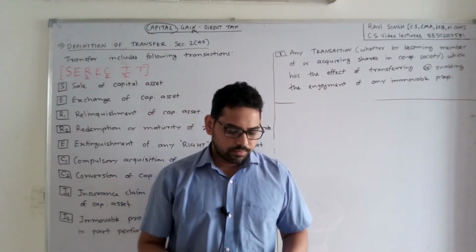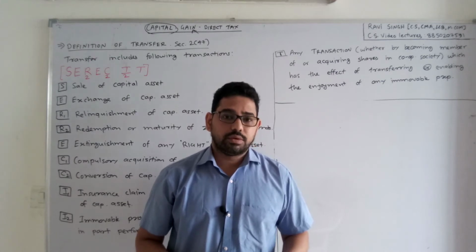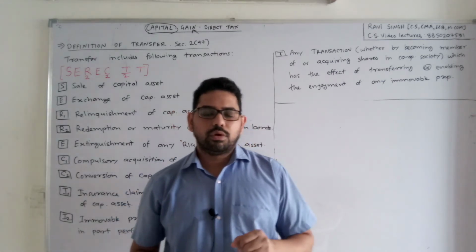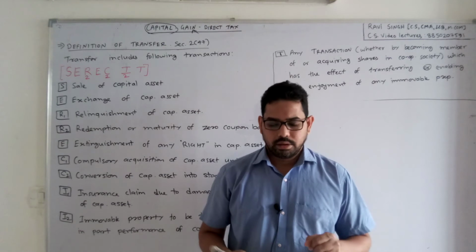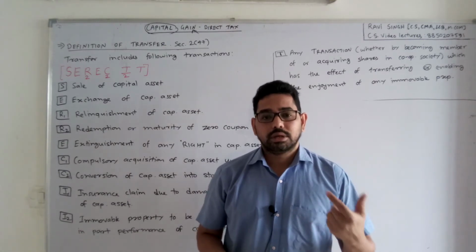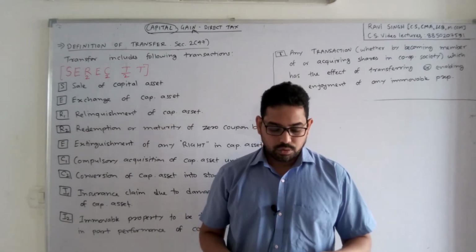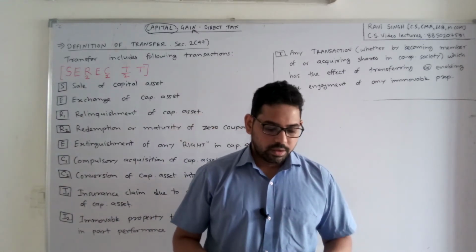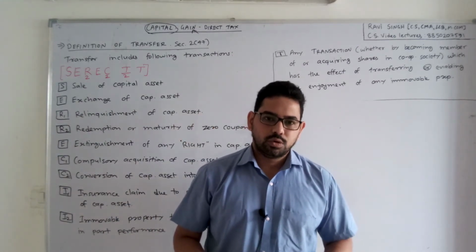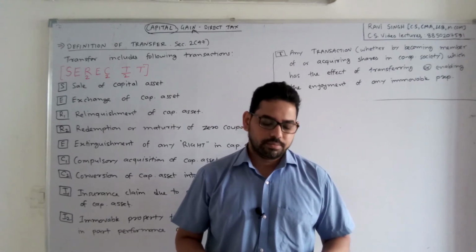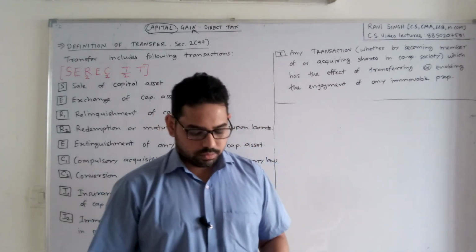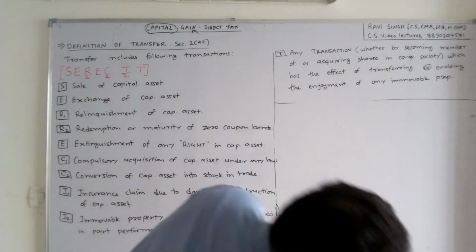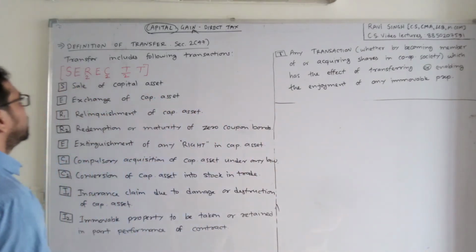Now next one is definition of transfer. This is the second condition for getting the capital gain. The capital asset must be transferred. So definition of transfer as per section 2(47). Any definition starts with section 2, subsection is 47. So transfer, whatever transactions are included in the meaning of transfer, that we have to learn.